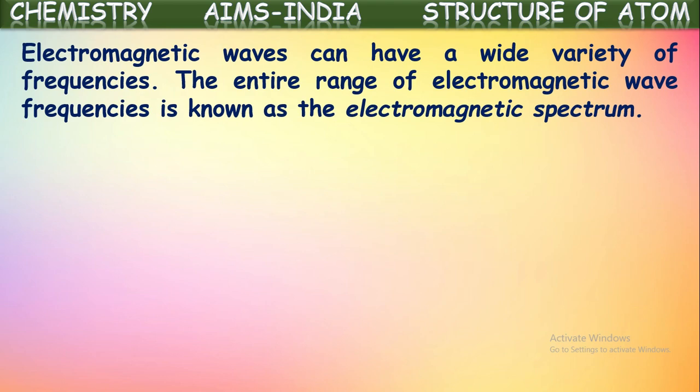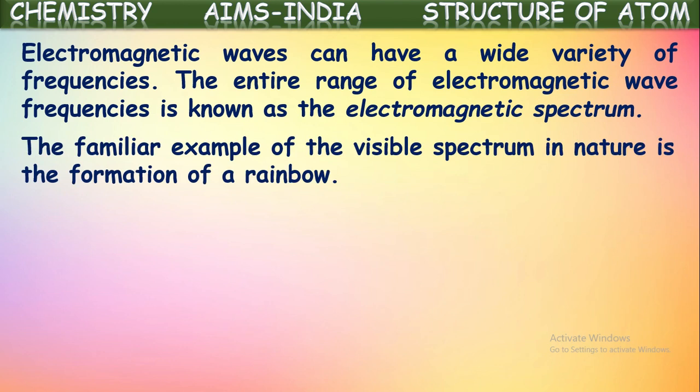Electromagnetic waves can have a wide variety of frequencies. The entire range of electromagnetic wave frequencies is known as the electromagnetic spectrum. Different waves have different frequencies. If all these waves are written together, then that is called the electromagnetic spectrum. So if all ranges of electromagnetic frequencies are given together, that is called the electromagnetic spectrum.